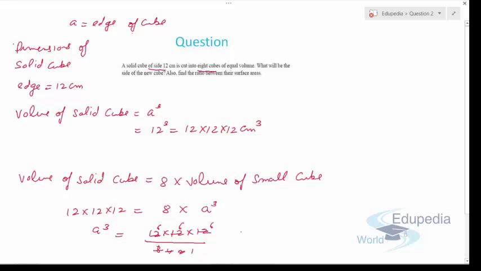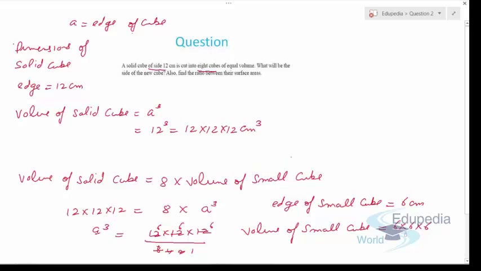So this means we have the volume of the small cube as 6 times 6 times 6. Now if you can infer that a cube is 6 times 6, so we can say that the edge of the small cube will be 6 centimeter, right? So we have an edge of the small cube as 6 centimeter.